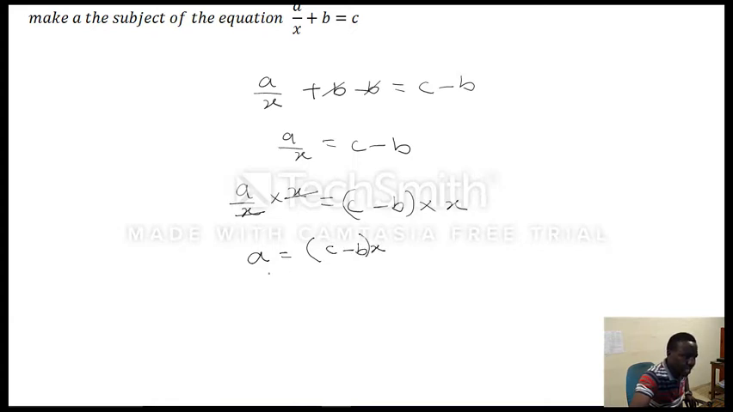Or you can bring X before the bracket. You have A is equal to X into bracket C minus B. So this is your equation.